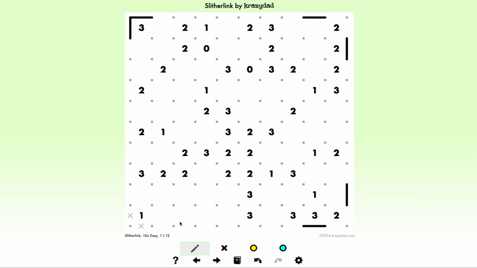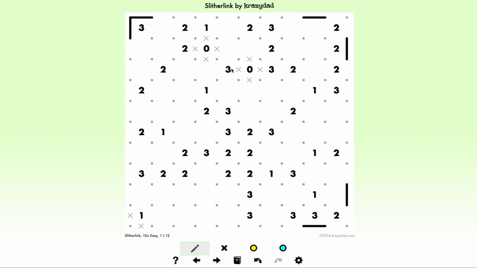Now, I use X's a lot in this demonstration to show you where not to put segments. You don't have to use them, but especially when you're beginning, they're really important to help you to puzzle it out, so to speak. Ha ha ha. So zeros have 0 segments, so they get 4 X's.